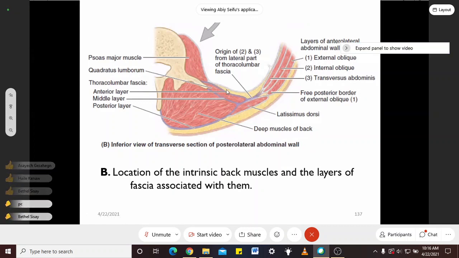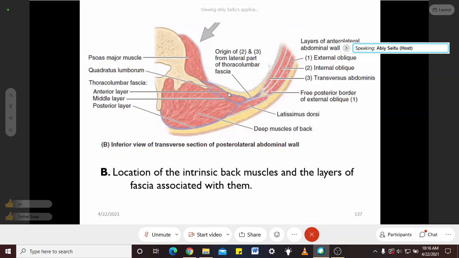Okay, so this one represents the anterior layer, which extends to touch the transverse process. Look, this is the transverse process of the vertebra. Whereas the middle one attaches on the tips of the transverse processes, and the posterior one attaches on the spinous process. This is the spinous process. These layers partition the muscles into compartments.